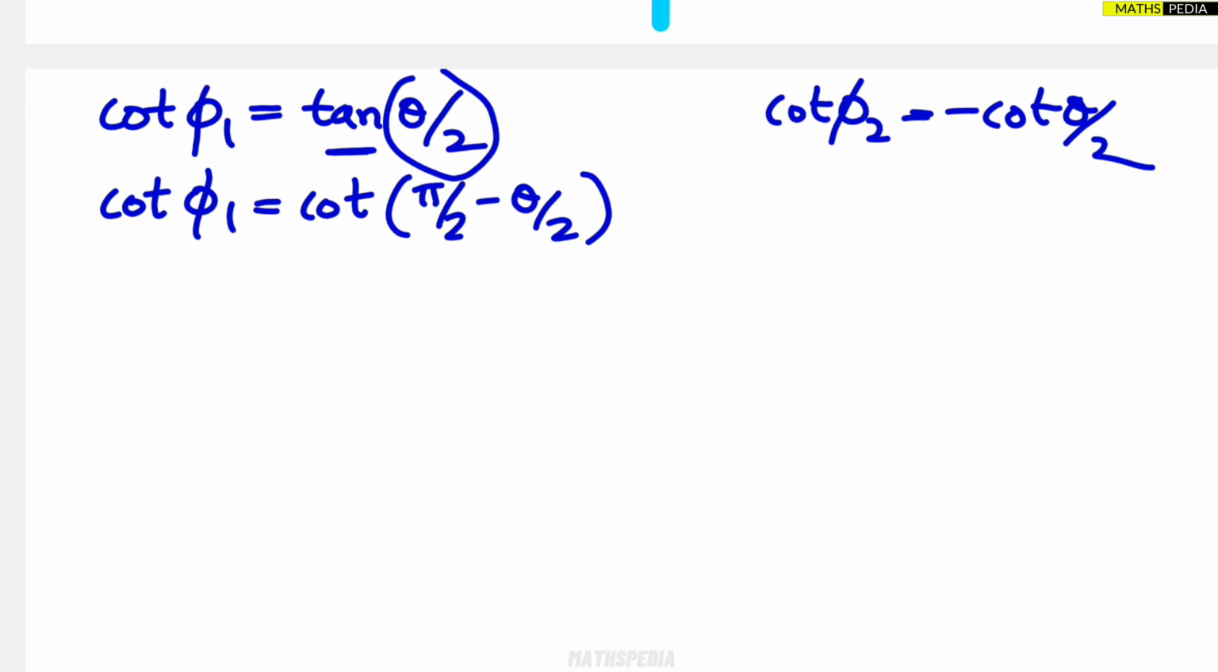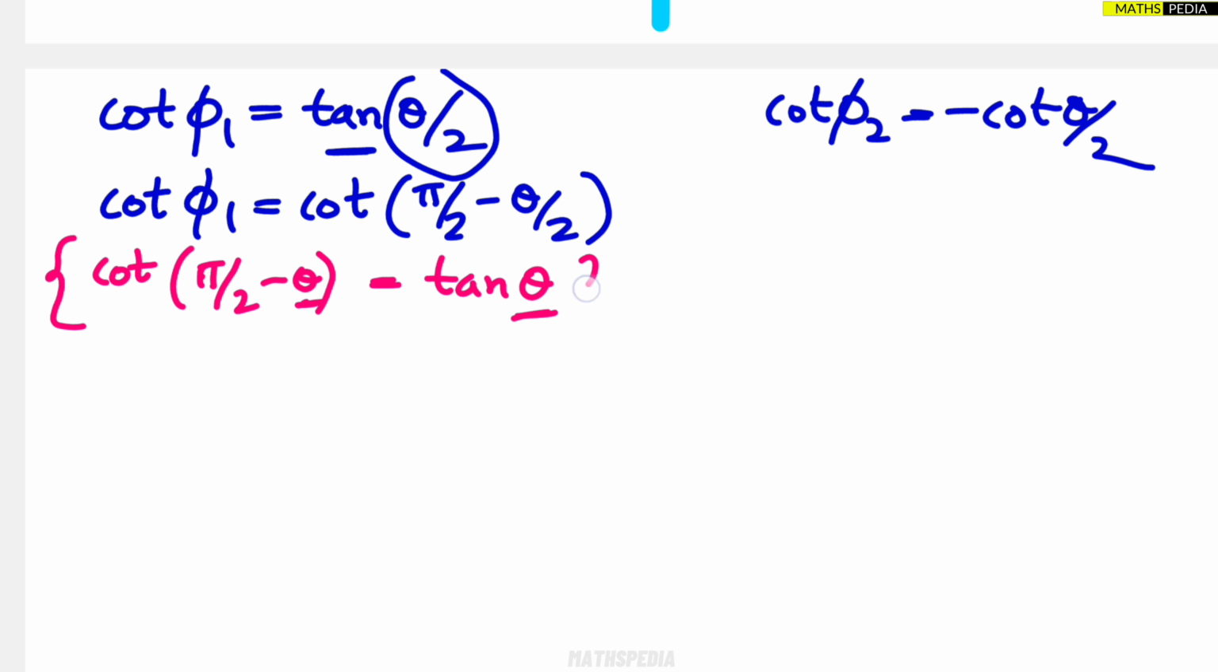Okay. So which formula am I applying? Always remember, cot of pi by 2 minus theta will be equal to tan theta. Here theta is pi by 2 minus... okay. So this particular formula I have applied. So here what happens? This cot and cot will get cancelled. What is remaining? The phi 1 value will be equal to pi by 2 minus theta by 2. Done.